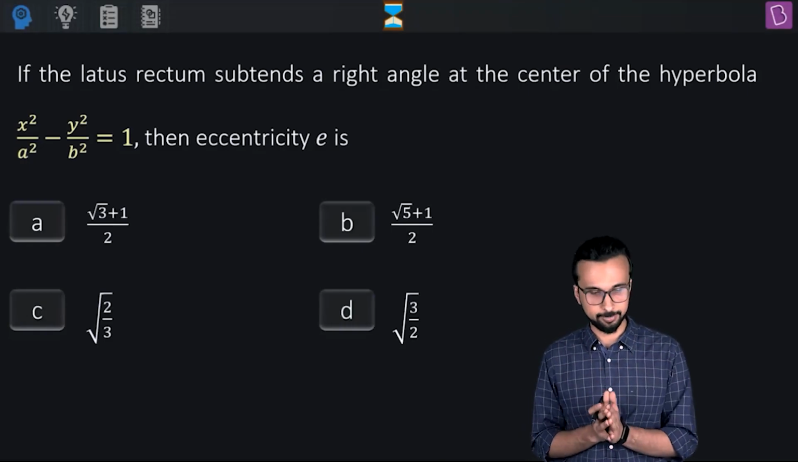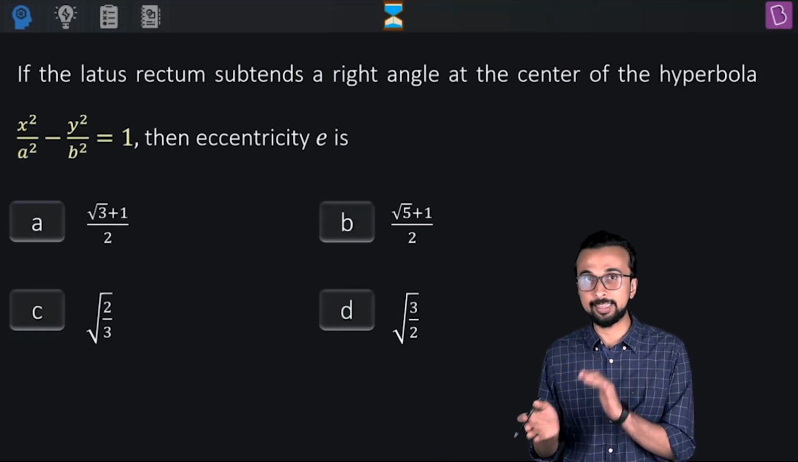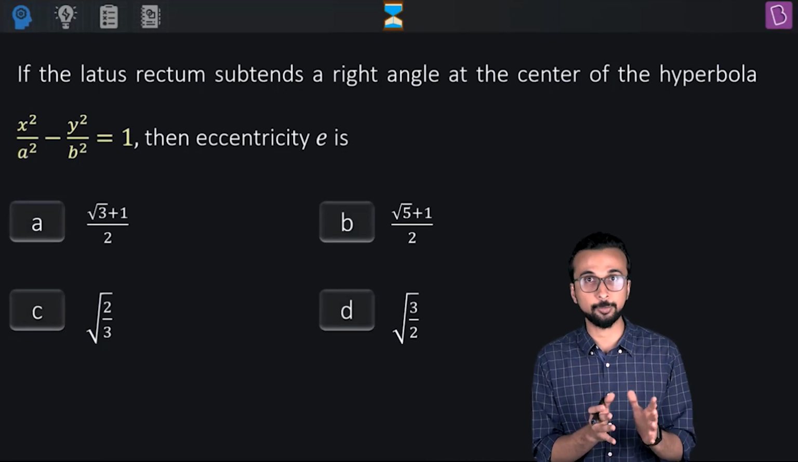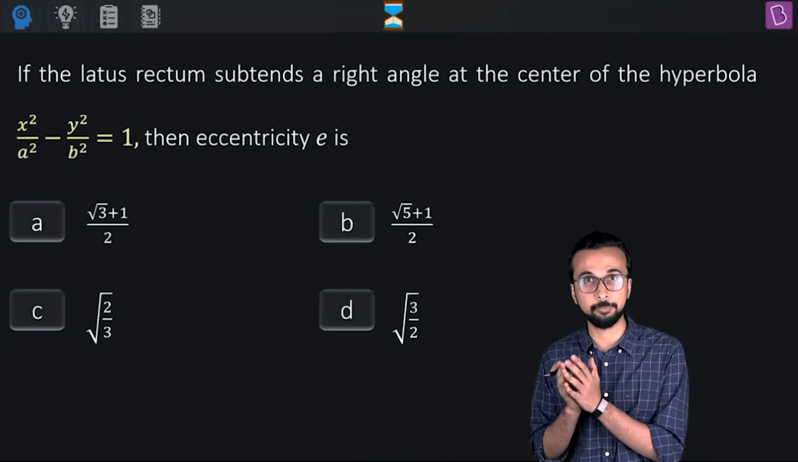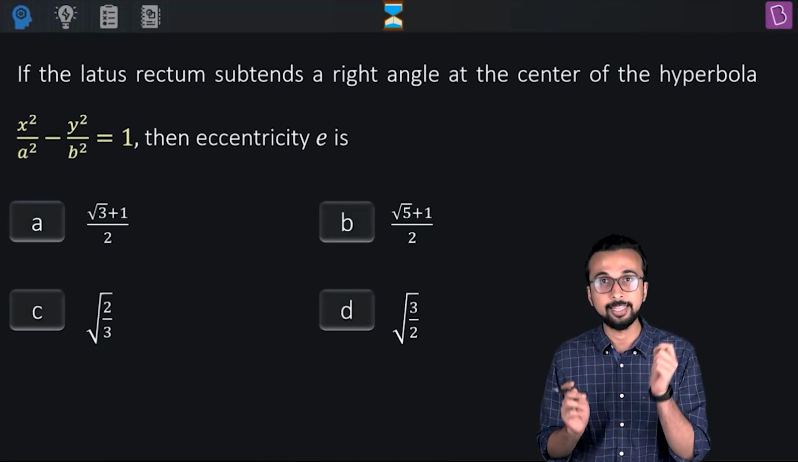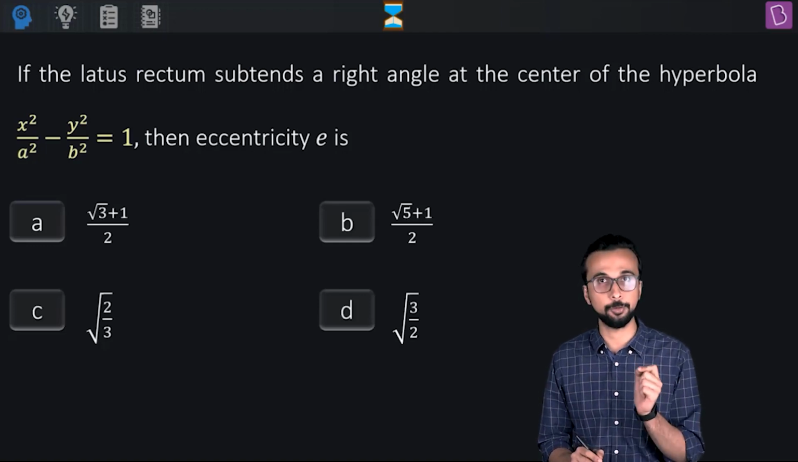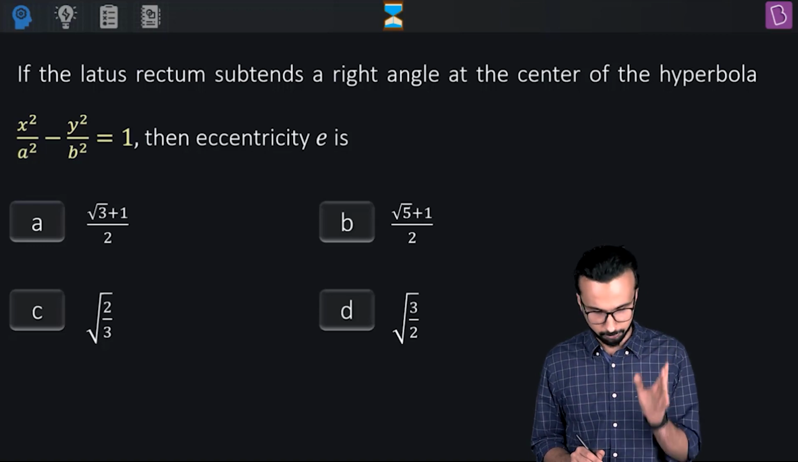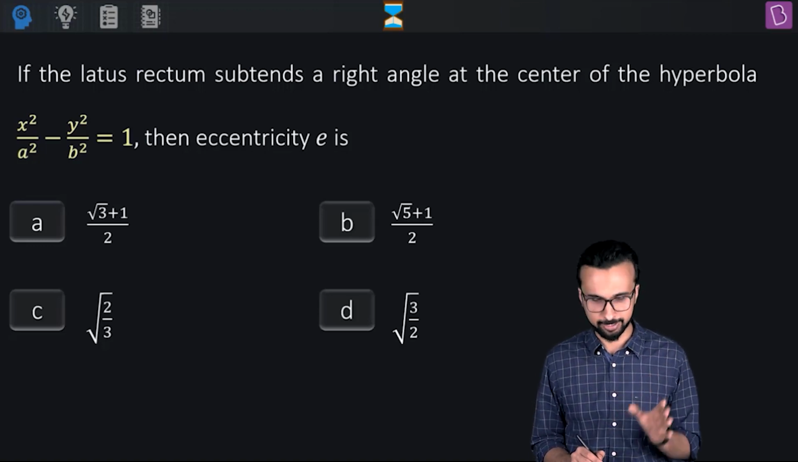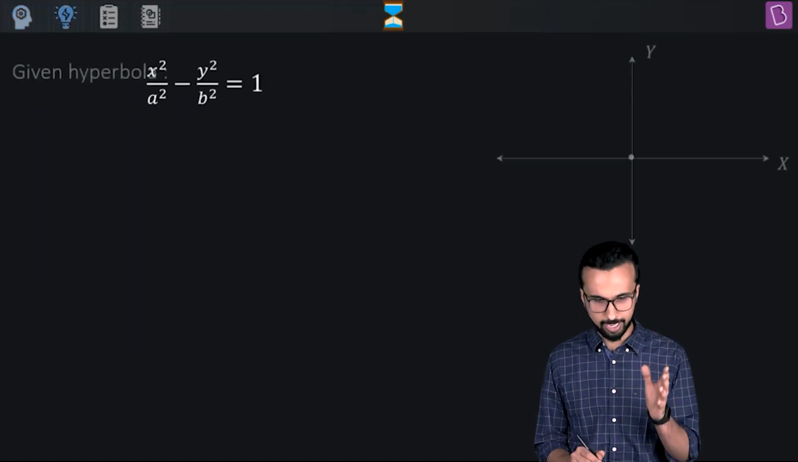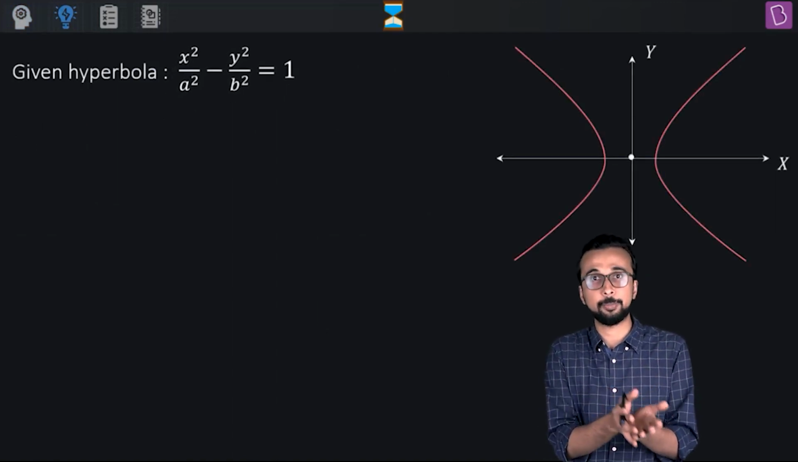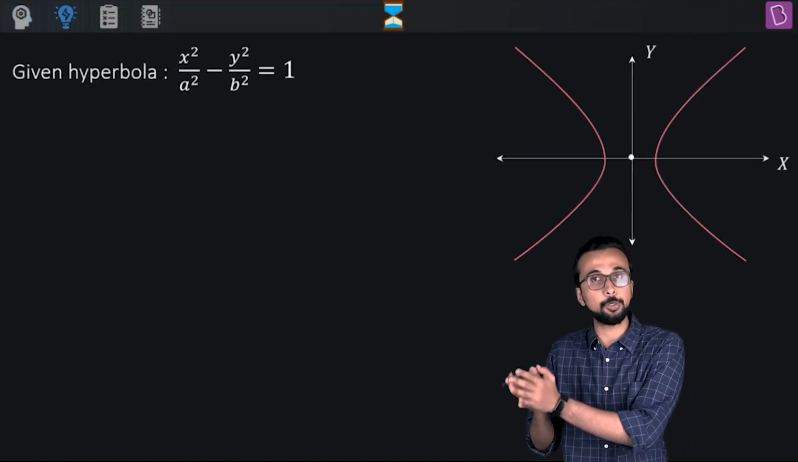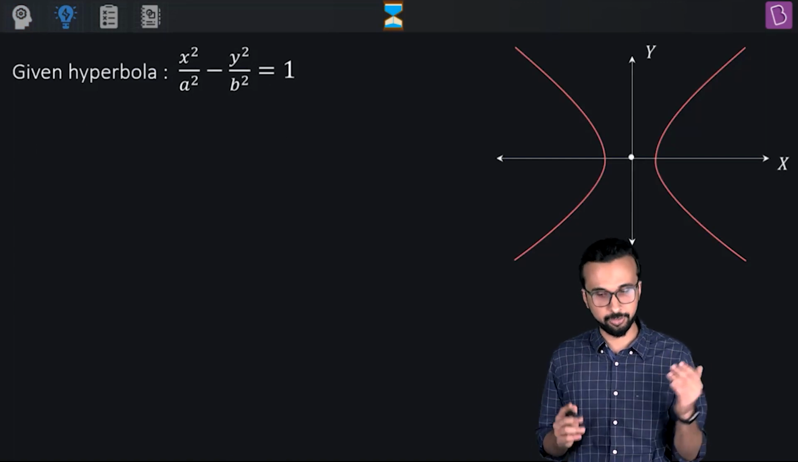If the latus rectum subtends a right angle at the center of the hyperbola x square by a square minus y square by b square equal to 1, then the eccentricity e would be? We just need to find the eccentricity e of this given hyperbola. Alright, let's begin. We have the hyperbola x square by a square minus y square by b square equal to 1. So here's the figure.